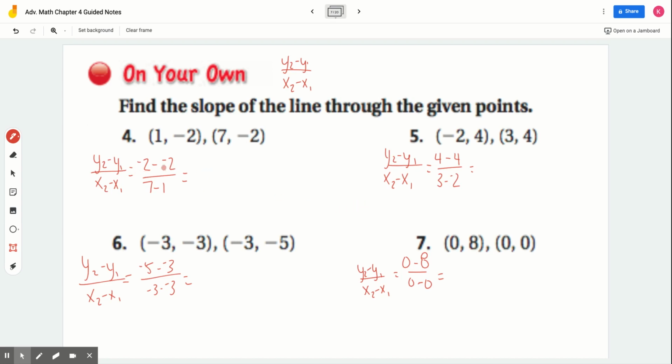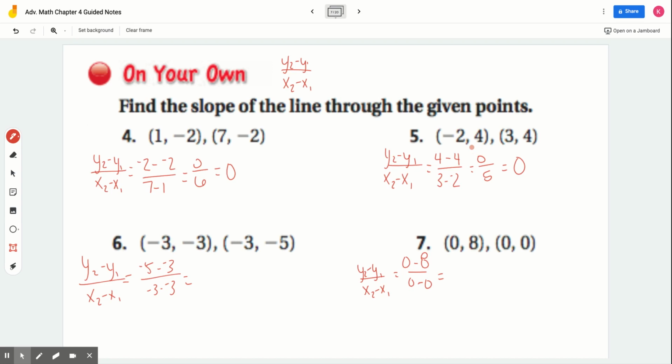So -2 plus +2 is 0. 7 take away 1 is 6. 0 over 6, well, we know that 0 divided by anything is still 0. So the slope of this line is going to be 0. Now 4 take away 4 is 0. 3 minus -2 is like 3 plus +2, which is 5, and 0 over 5 is 0. So for 4 and 5, I have a slope of 0.